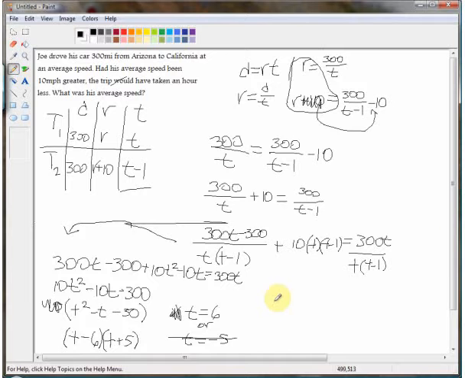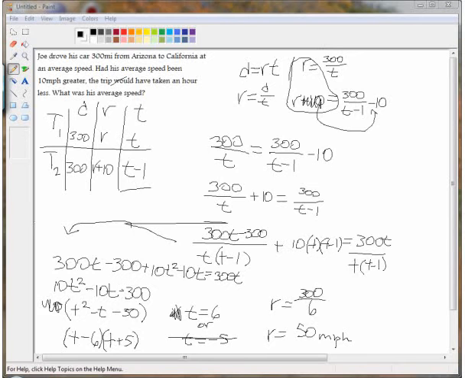So if we know that the rate equals 300 miles over t, which we know in this case is 6, we would know that his average speed was 50 miles per hour. Pretty cool, huh? Stuff is very useful.